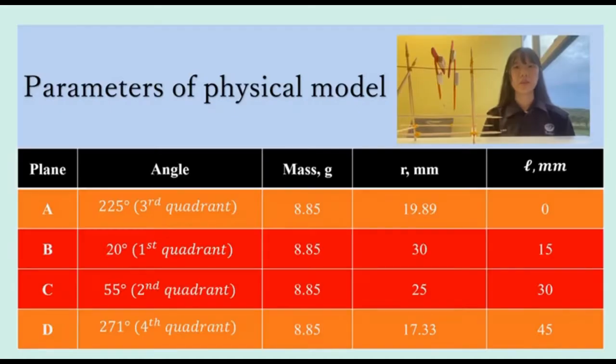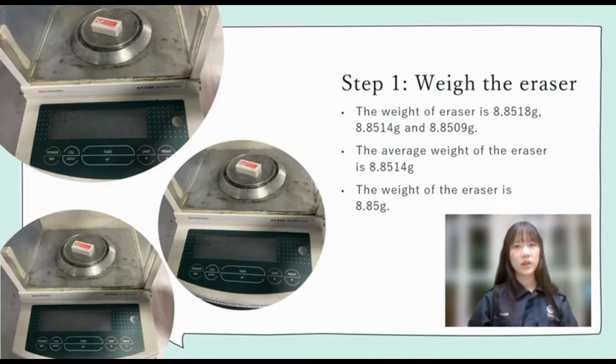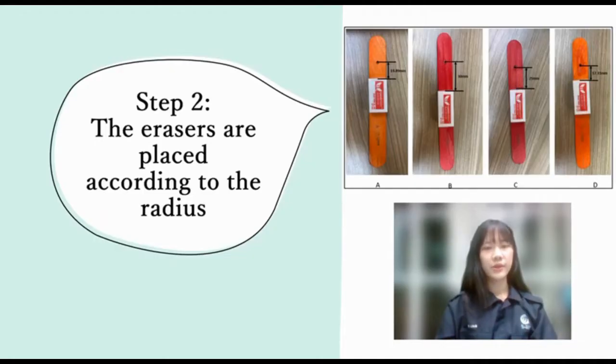Hello, I'm Yiling and I will brief on the physical model. These are the parameters of the physical model. Now I'm going to talk about the steps to produce the physical model. Step 1. Weigh the eraser. The weight of the eraser is 8.85 grams. Step 2. The eraser placed on the red wooden stick is according to the radius given, and the radius of the orange wooden stick is according to the calculation.